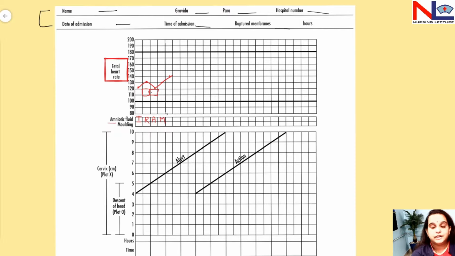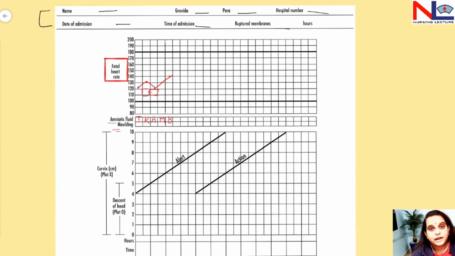And if it is contaminated with blood, if there is premature separation of the placenta, in that condition we need to write B, that is blood stain. So this is how we need to write liquor amnii: intact, ruptured, absent, meconium stain as well as blood stain. Now next comes the molding. So what is molding?